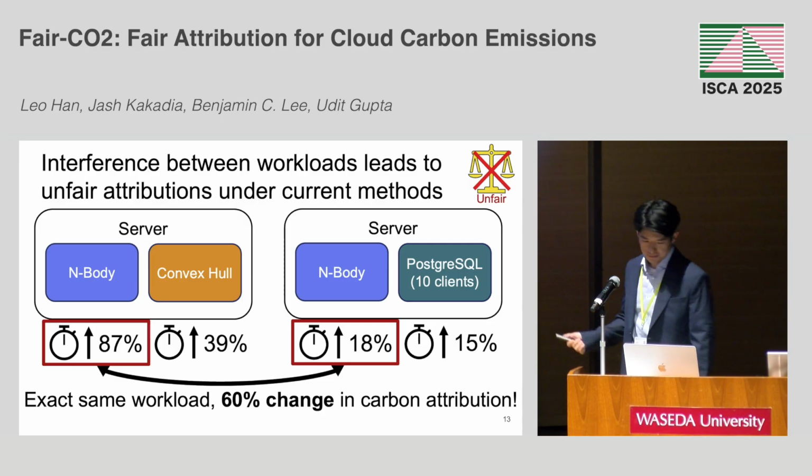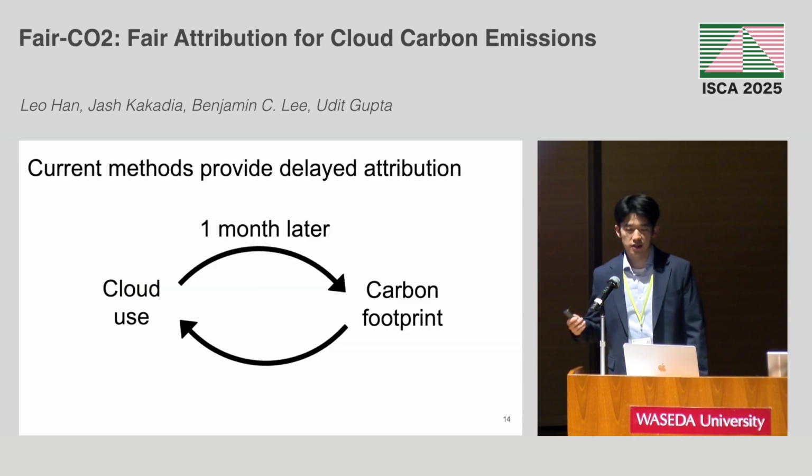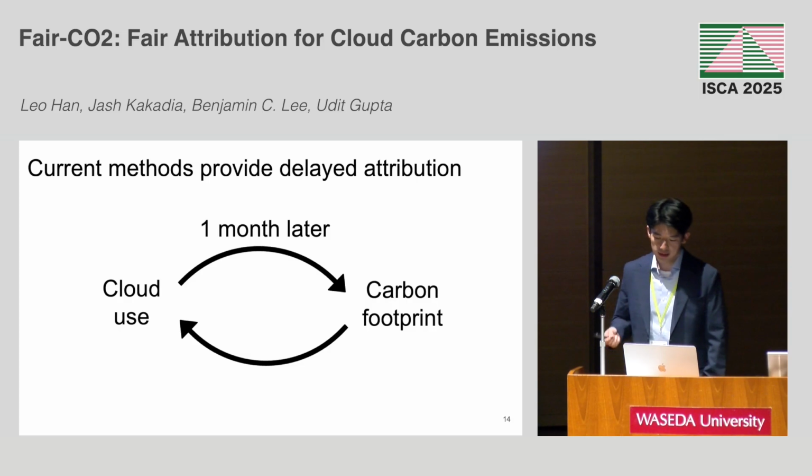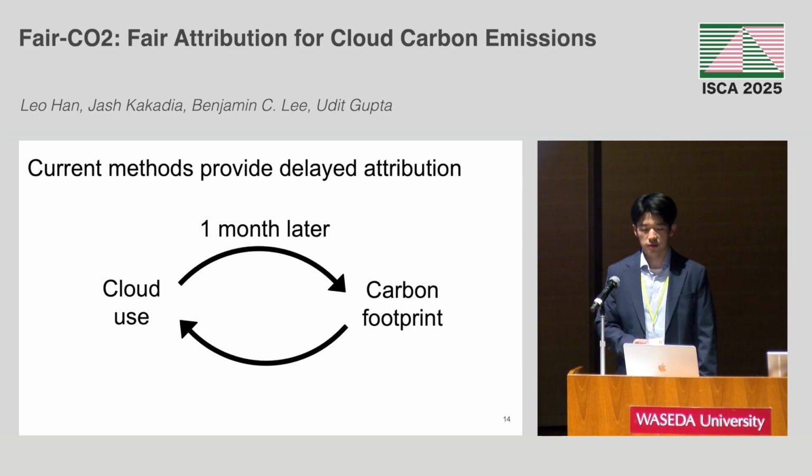In addition to being unfair, current methods provide delayed attribution, hindering workload optimization. And that's because current methods must attribute retrospectively. We need to tally up all the resource usage over a period of time first.